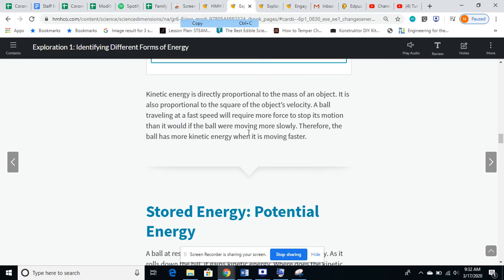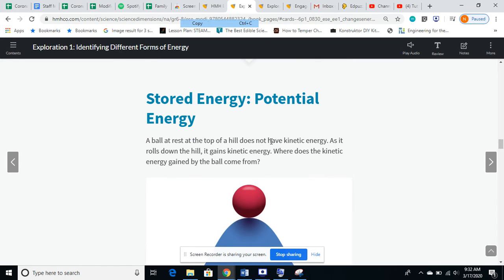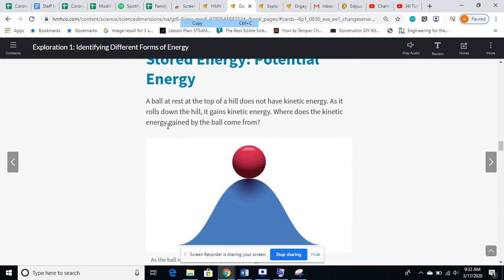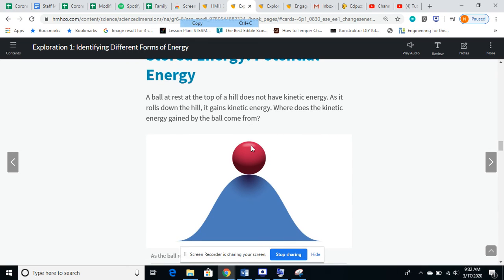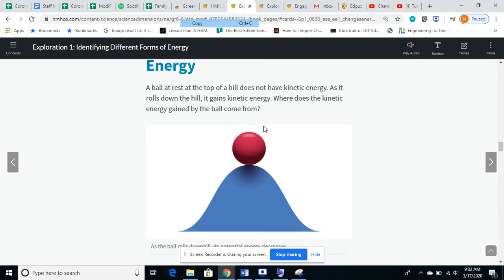A ball traveling at a fast speed will require more force to stop its motion than it would if the ball were moving more slowly. Therefore, the ball has more kinetic energy when it is moving faster. Stored energy, potential energy. A ball at rest at the top of a hill does not have kinetic energy. So if it's not moving, no kinetic energy. As it rolls down the hill, it gains kinetic energy.